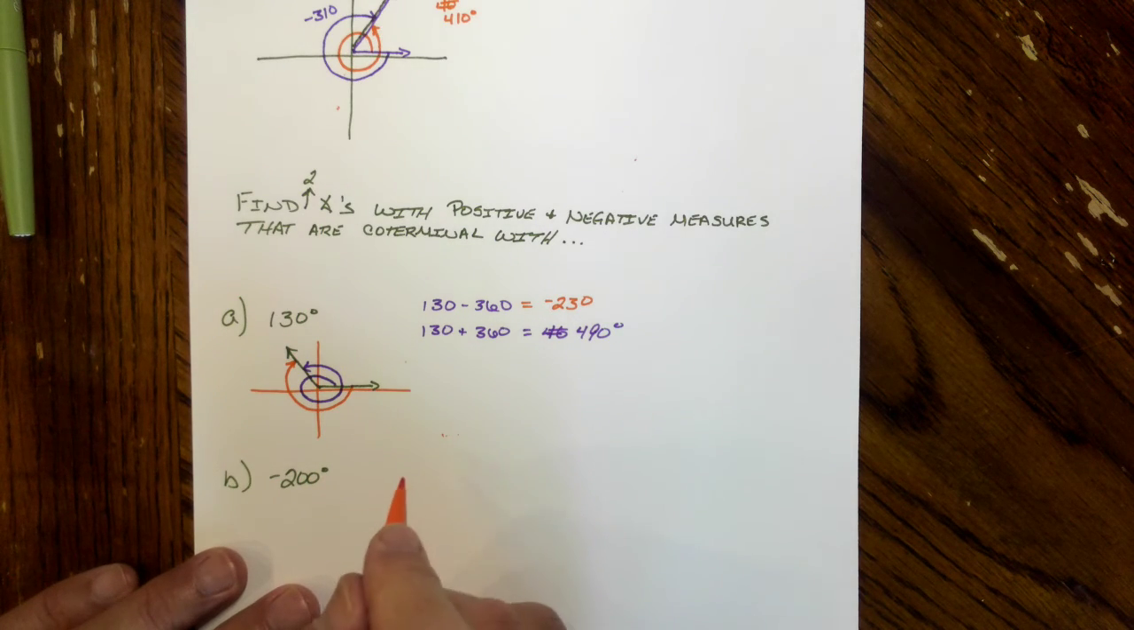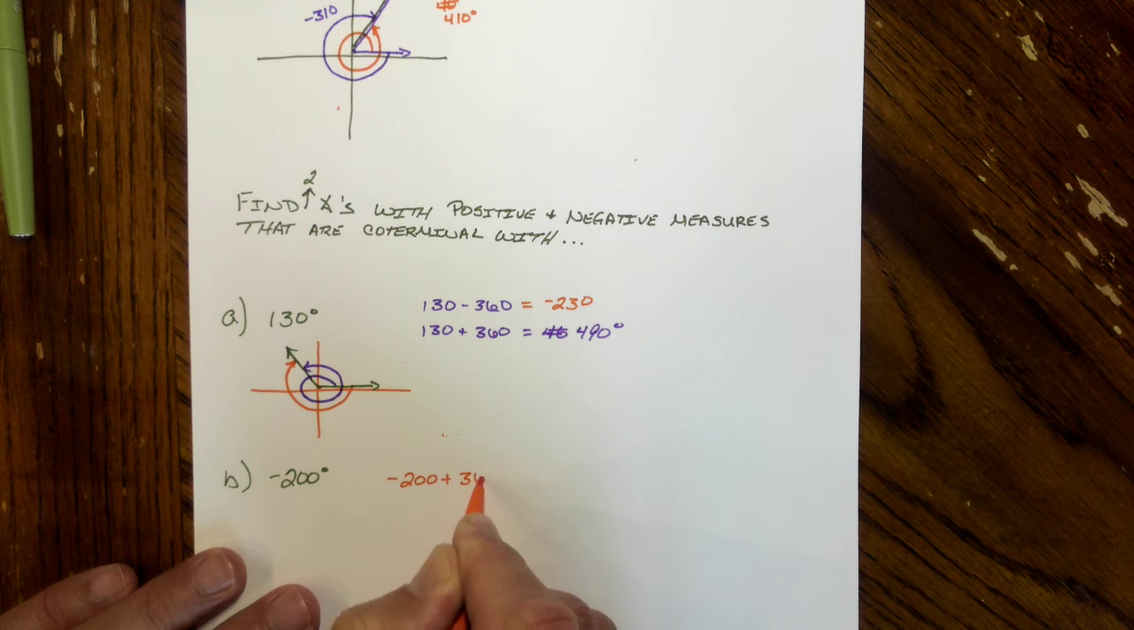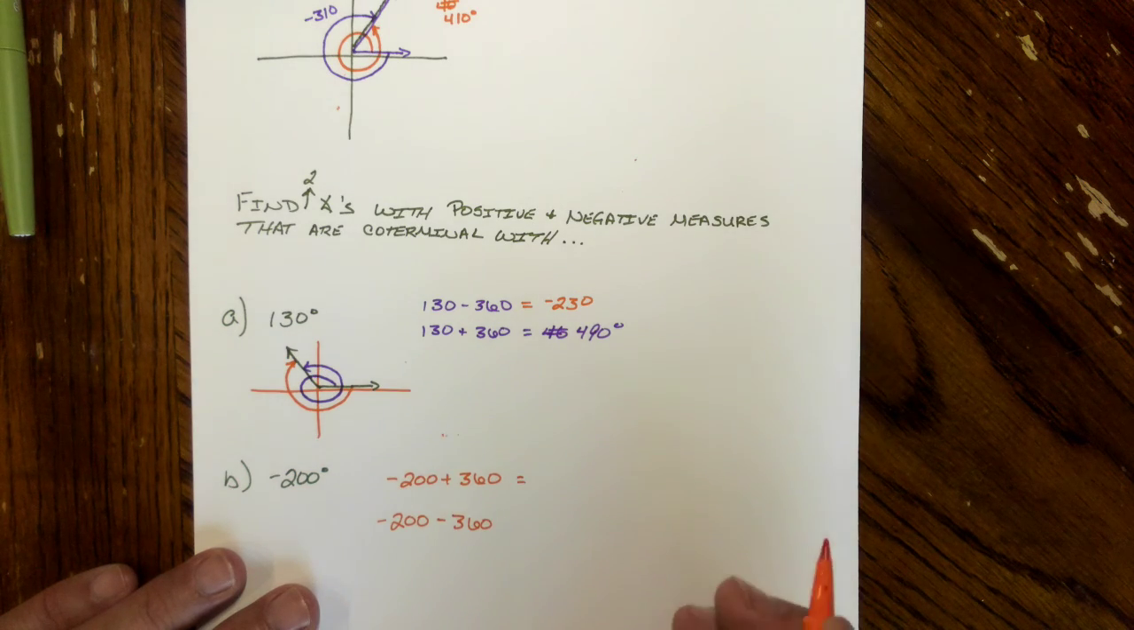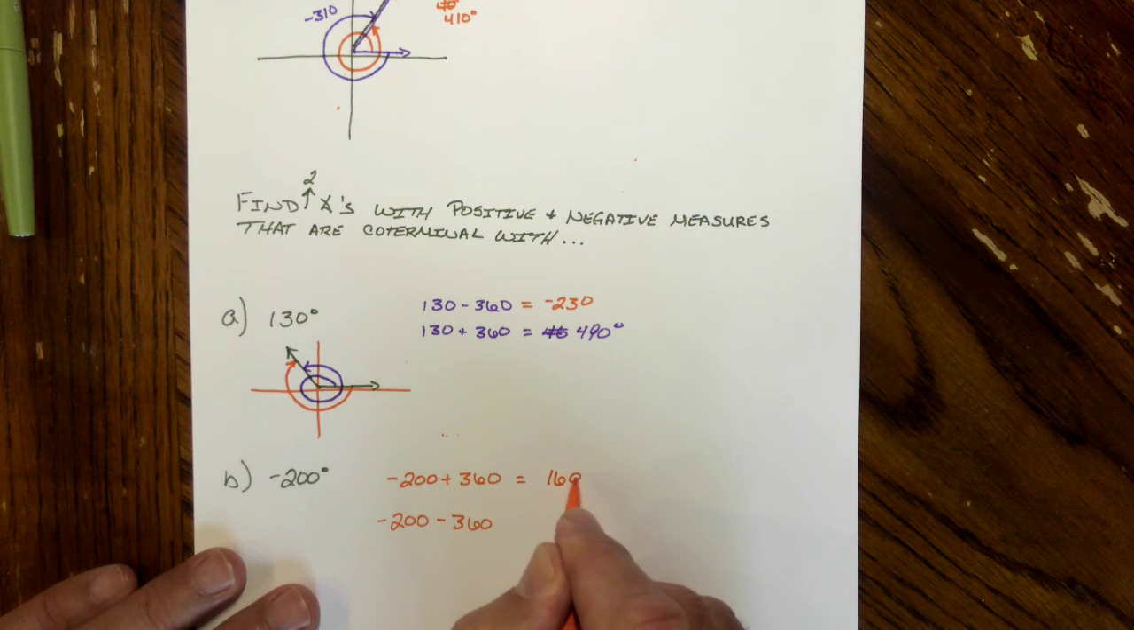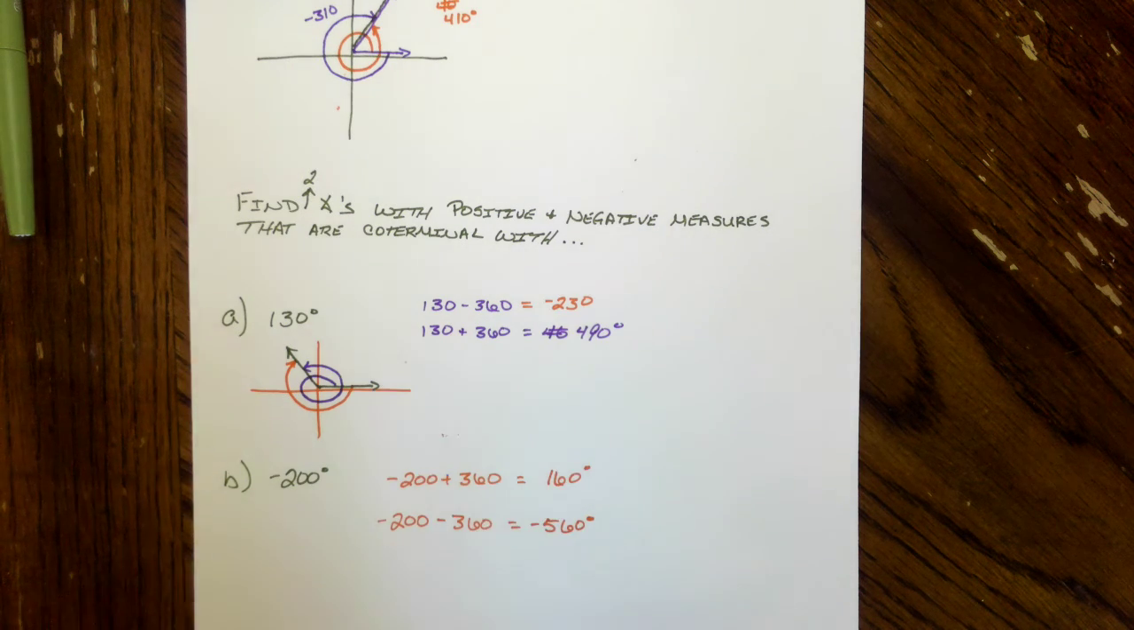So let's look at this negative 200. What are we going to do? I'm going to take negative 200 plus 360, negative 200 minus 360. So we'll get a 160 degree angle there, and we get a negative 560 degree angle there.